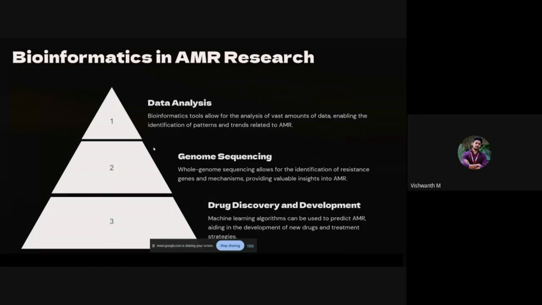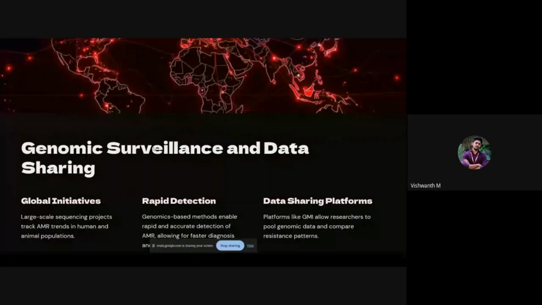Machine learning algorithms can analyze data to predict antimicrobial resistance and identify potential drug candidates. These insights are invaluable for pharmaceutical companies developing new antibiotics.